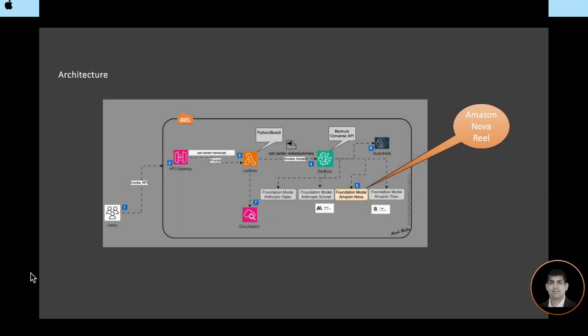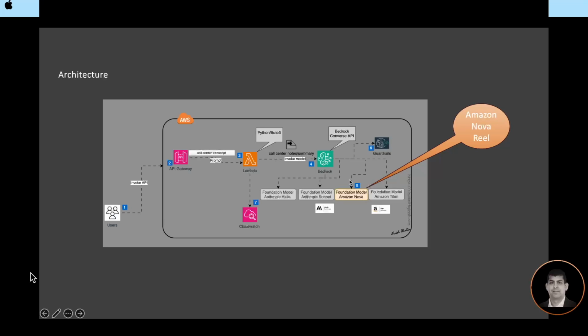Let's look at the architecture. We have the API hosted via API Gateway, and I am passing the call center transcript as a prompt, which is consumed by the Lambda function, and the Lambda function in turn invokes the Bedrock service. Bedrock is using the Amazon Nova foundation model, which in this case is Amazon Nova Reel. I have some guardrails applied here, and then eventually the model will generate the output, and that output will be provided back to the consumer.